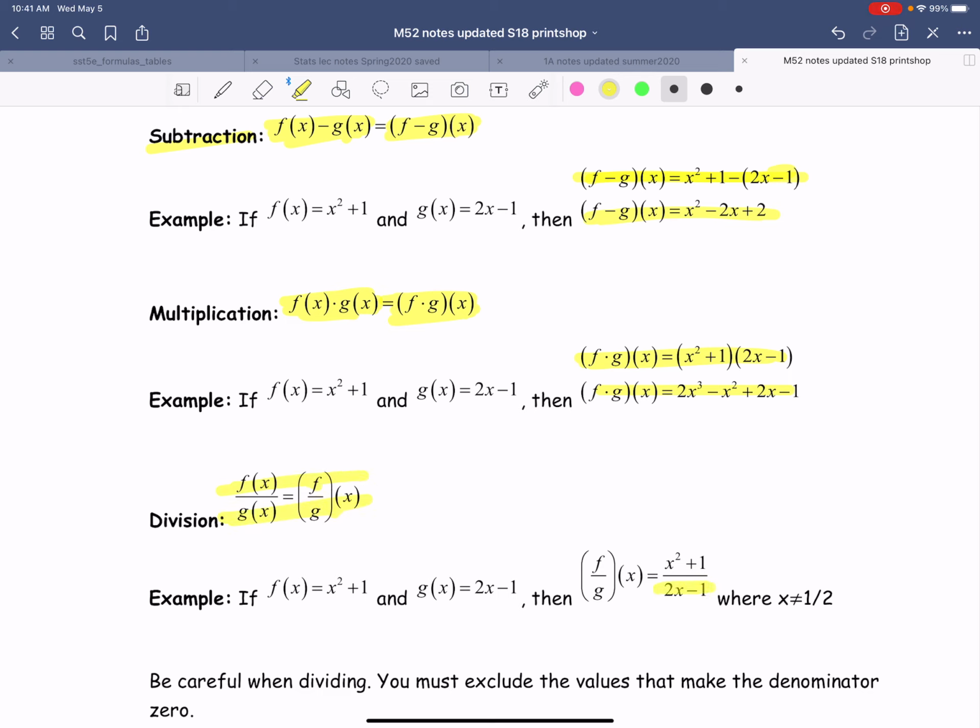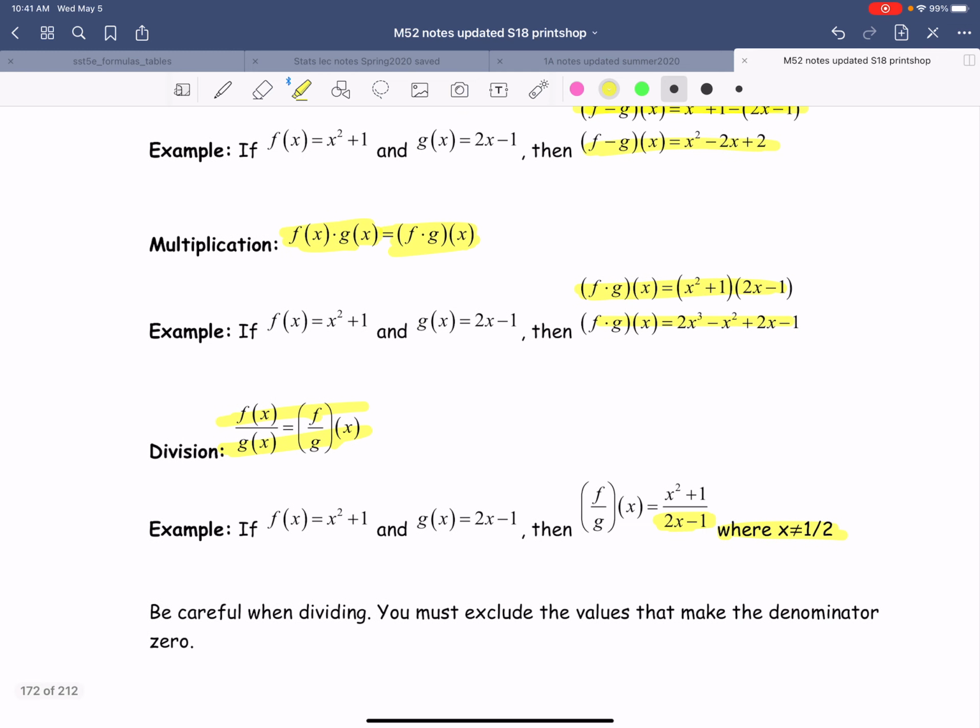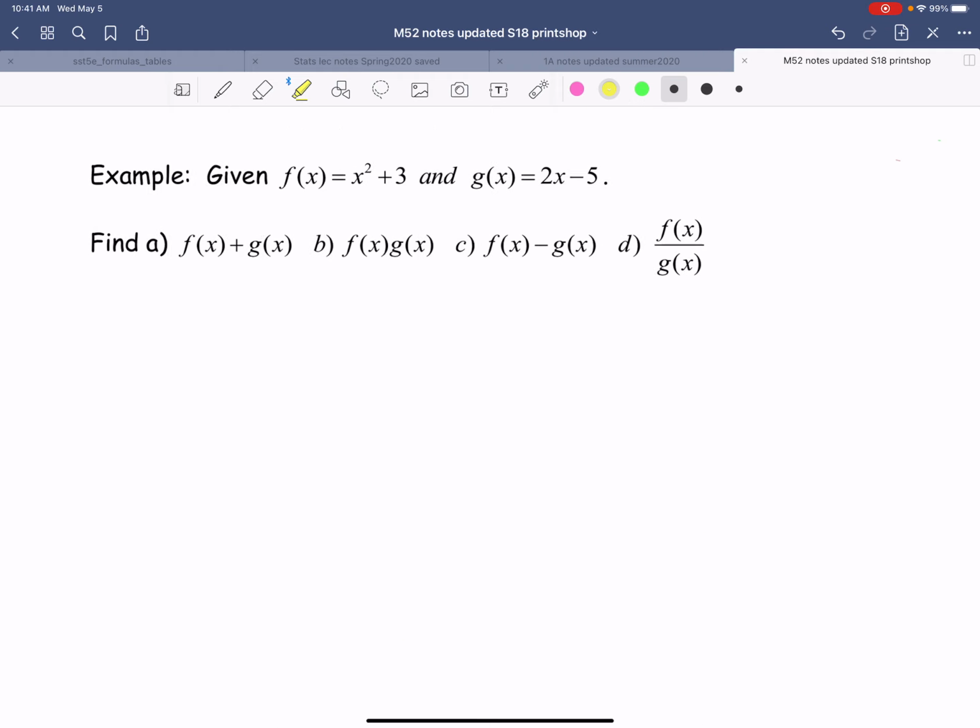One thing we need to keep in mind is that we make sure the denominator is never equal to 0. So when we are dividing, we've got to be careful that the denominator is never equal to 0. We've got to exclude the values that make my denominator equal to 0. Let's look at some examples of algebra of functions.